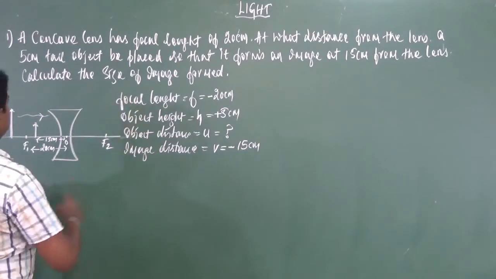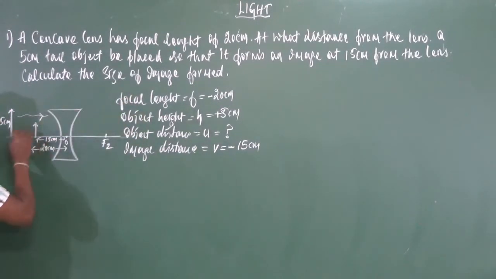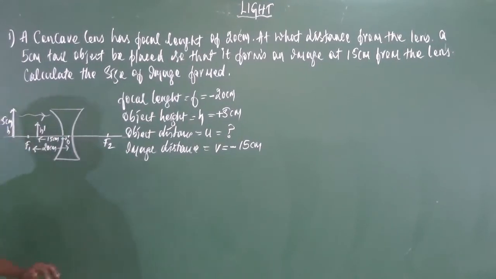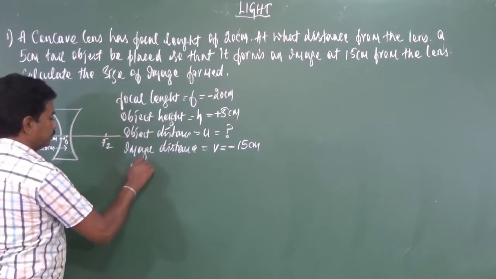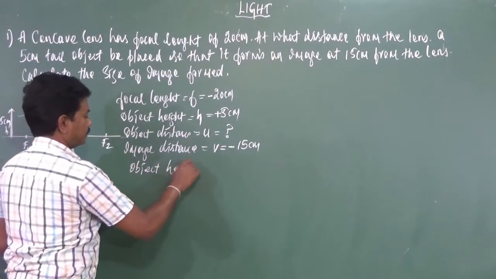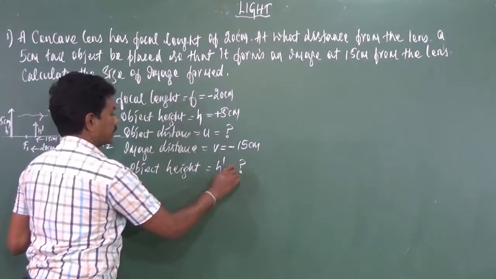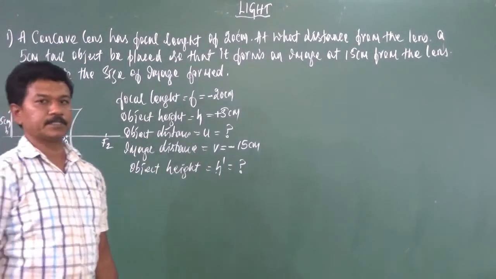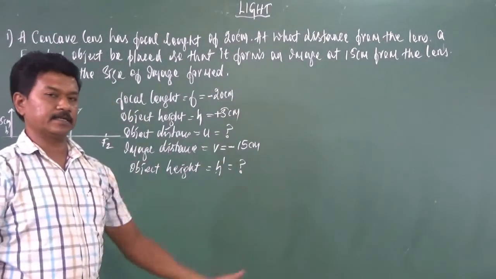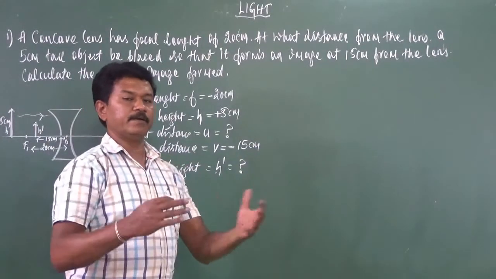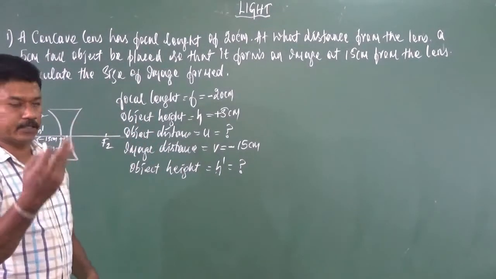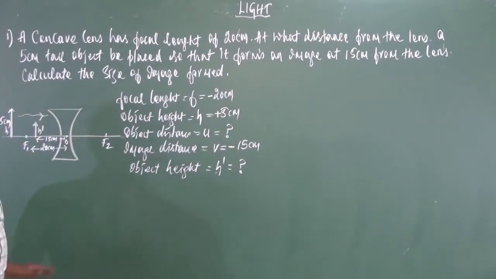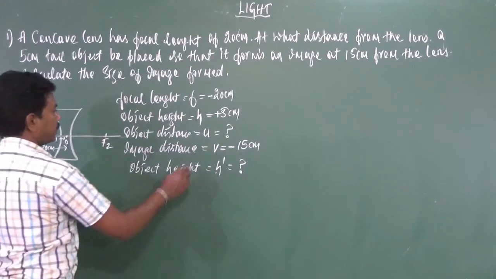Now from the lens, calculate the size of the image formed. If this is h and this is h dash, you have to find the value of h dash. So we have to find the image height. Image height is equal to h dash is equal to question mark. Don't put any sign for the unknown, plus or minus, whatever it is, we will get it in the answer itself, which is obtained by using the lens formula or the relation between v by u and h dash by h.